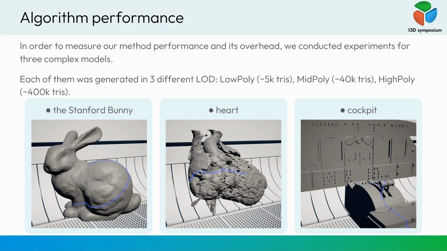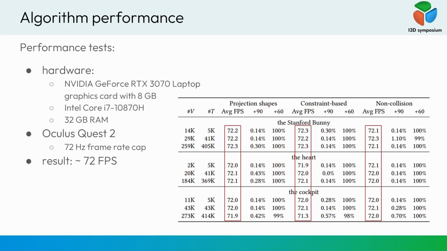Each of them was generated in 3 different LODs: low poly with about 5,000 triangles, mid poly with about 40,000 triangles, and high poly with about 400,000 triangles. The performance was tested on a machine with an NVIDIA GeForce RTX 3070 laptop graphics card, Intel Core i7 10th generation, and 32 GB of RAM. We used Oculus Quest 2 goggles as our tested VR headset.